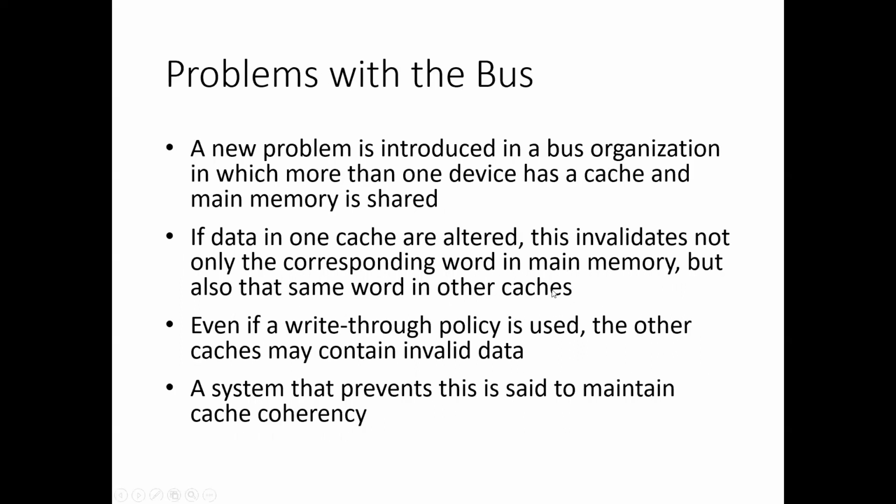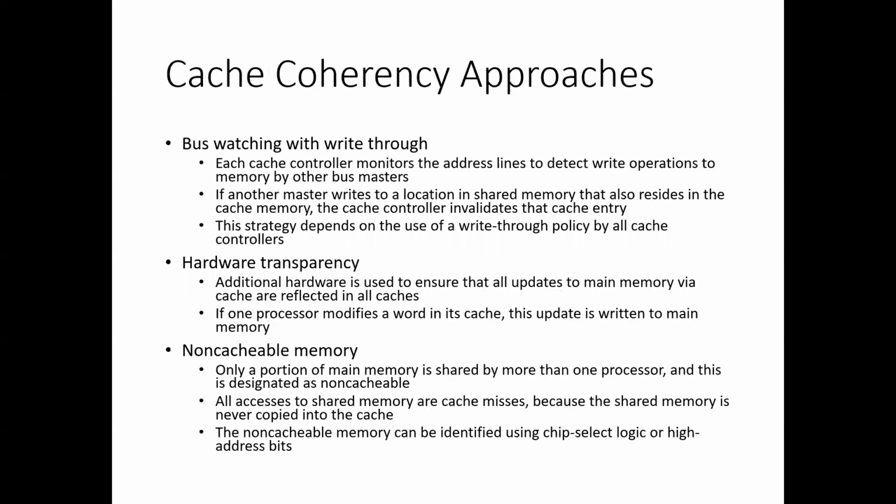We can also have problems with the bus if more than one device has a cache and main memory is shared. If data in one cache is altered, this invalidates not only the corresponding word in main memory, but the same word in other caches. Even with a write through policy, the other caches may contain invalid data. A system that prevents this is said to maintain cache coherency.